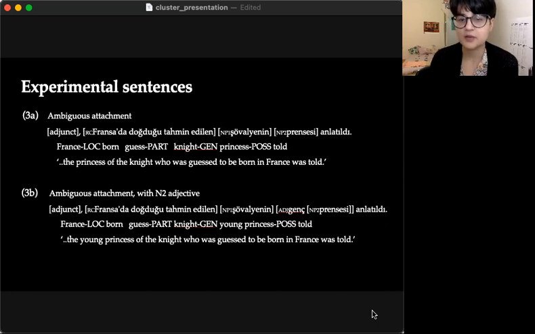Our experiment was composed of 56 sentences and 40 filler sentences with 6 conditions. 3 of those conditions have modifiers preceding the second noun, 3 of them do not. 2 of the 6 conditions are ambiguous, 2 of them require MP1 attachment, and the other 2 MP2 attachment. You can see an example here.